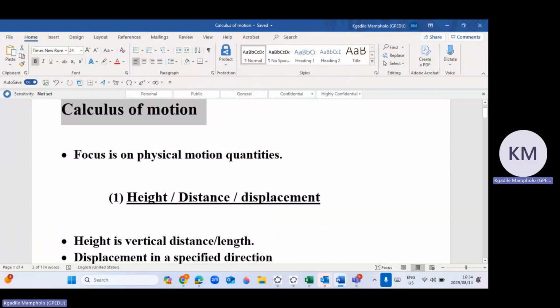Welcome to today's lesson. Our focus today will be on calculus of motion. My name is Khajile Mampolo. I'll be taking you through it.